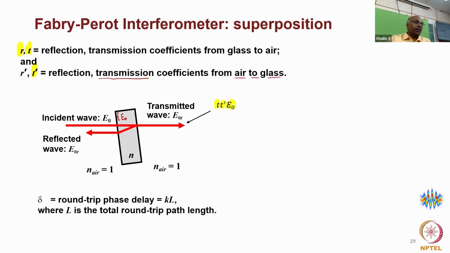Likewise, you must have guessed by now that even for the air-glass interface, a reflection can occur, and the reflection coefficient for that is R prime. So we have a reflection and a transmission coefficient for glass to air. We have a reflection and transmission coefficient for air to glass, which is R prime and T prime. So now we have all the tools to address this very interesting physics problem.